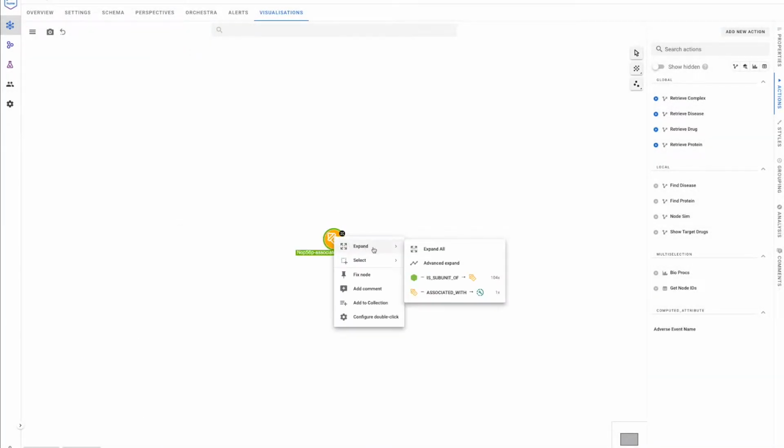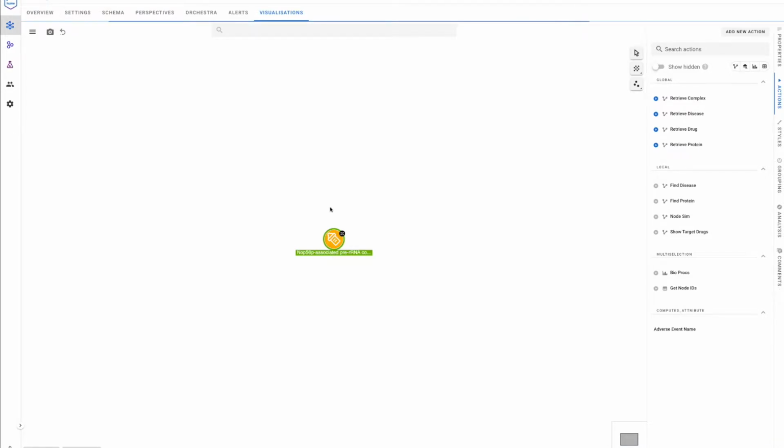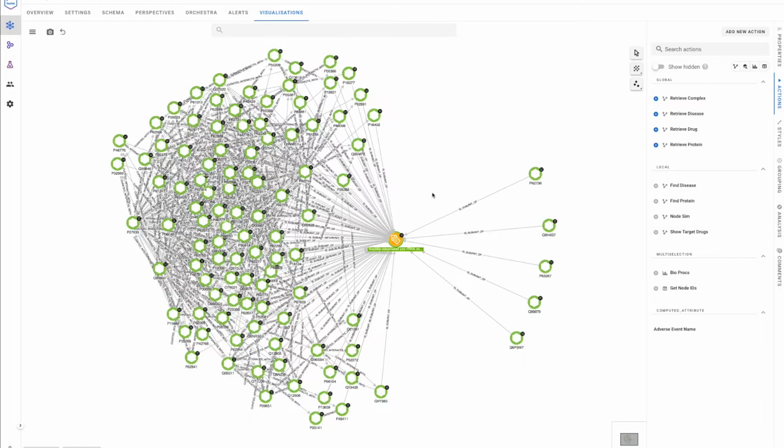And now let's expand the proteins for this complex to see what our interaction network looks like. So here we can see a number of proteins, and there's quite a bit of chaos to our visualization. So let's put some order to that chaos using some graph data science algorithms.